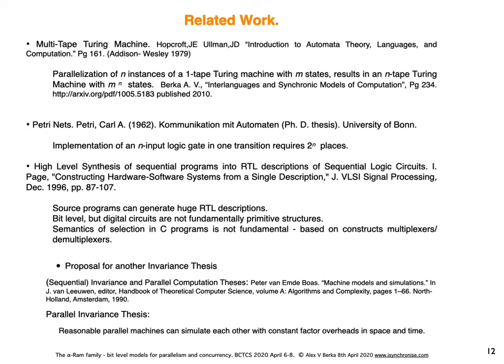Before concluding, I'd like to propose a parallel invariance thesis in addition to Boas's theses, which might provide a means of comparing models. So the thesis is reasonable parallel machines can simulate each other with constant factor overheads in space and time. Now, this is not a rigorous statement because we need to find a way of quantifying space and time measures across models. I provisionally make the claim that if the standard parallel model were the synchronic BRAM, then Turing machines and unmodified Petri nets and event structures for digital circuits would not be reasonable parallel machines.